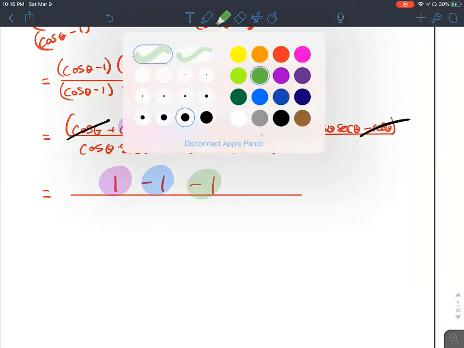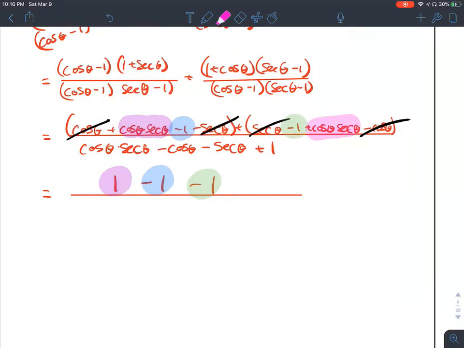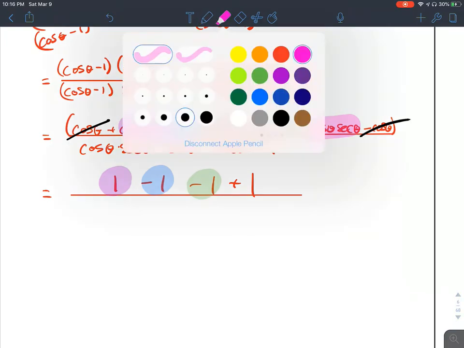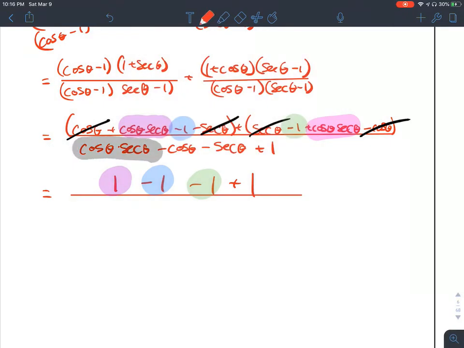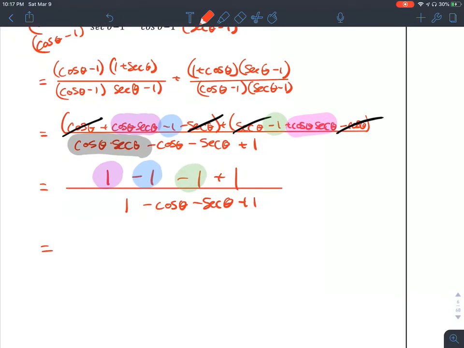Then we have a minus 1 that's coming from this little fella right here. And then cosine of theta times secant of theta, that's a plus in front of it. Those are reciprocals. That gives us 1. Similarly, cosine times secant, reciprocals is 1. And then we got minus cosine of theta minus secant of theta plus 1. If I put my 1's together on the top, a plus 1 and a minus 1 and a minus 1 and a plus 1, it's 0. On the bottom, a 1 and a 1 is a 2, minus secant of theta minus secant of theta.